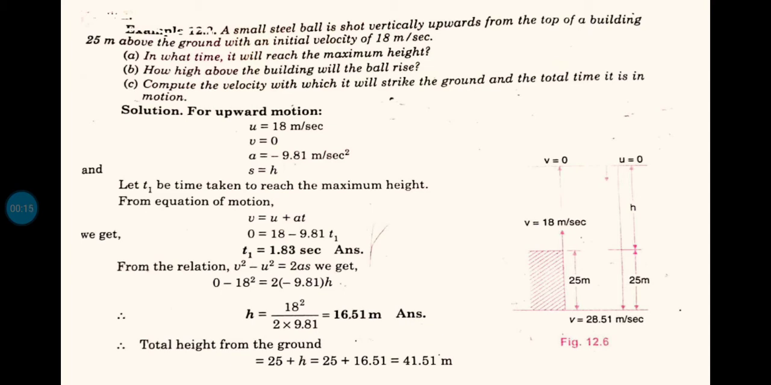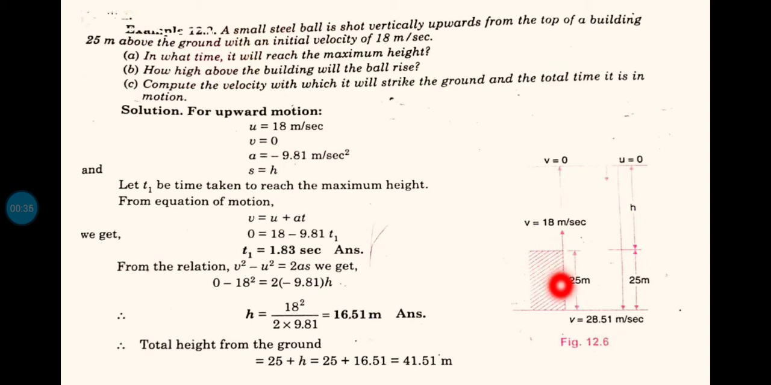The problem is: a small steel ball is shot vertically upward from the top of a building 25 meter above the ground with an initial velocity of 18 meter per second. So the ball is thrown up from a particular height, from a building which has a height of 25 meter from the ground.